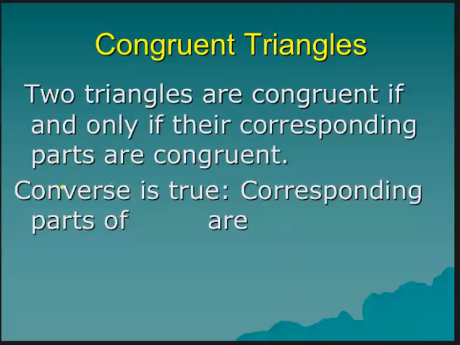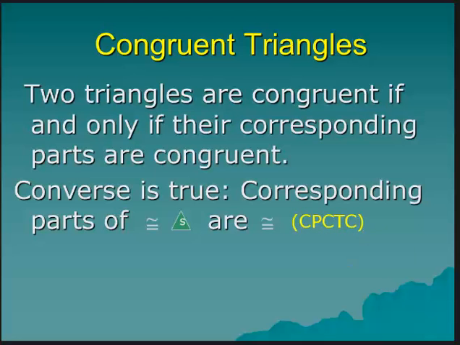The converse, or the opposite of this statement, is also true. We can say that corresponding parts of congruent triangles are congruent. So if we already know that the triangles are congruent, then we can assume that all the matching parts are congruent as well. And this allows us to make some equations. We can set corresponding congruent parts equal to each other and solve for some unknowns or figure out their measures. This idea is called CPCTC. Corresponding parts of congruent triangles are congruent.